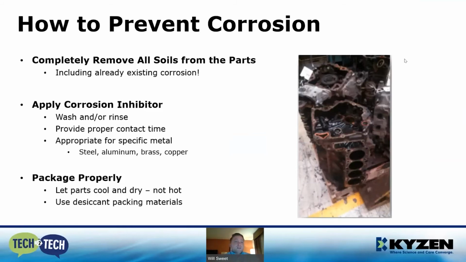And finally, there's specific types of corrosion inhibitors that are actually engineered for specific different types of metal. So today we're mostly talking about steel, and there's the whole array of different ways that you can protect steel. But those steel protectors won't necessarily protect aluminum parts or brass parts or copper, etc.